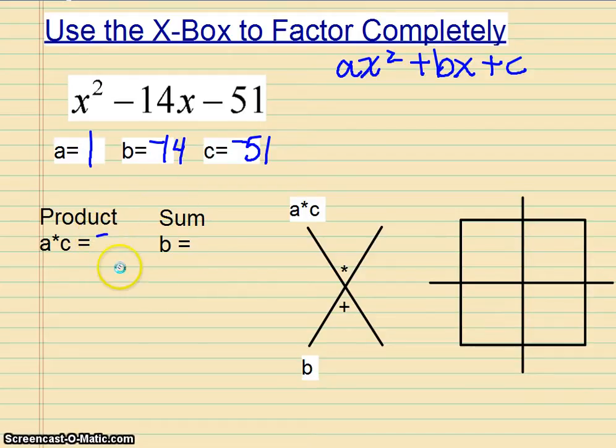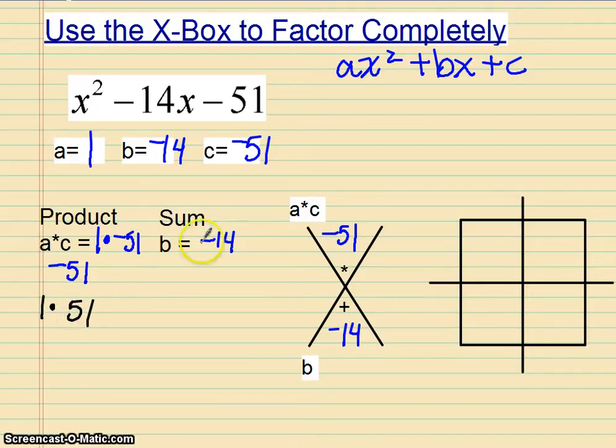Well, let's go a little slower there. 1 times negative 51 gives me negative 51. And then the sum is negative 14, or b. So up here goes negative 51, and down here goes negative 14. We need to think about numbers that multiply to make negative 51. And that's kind of hard. We know it's 1 and 51.